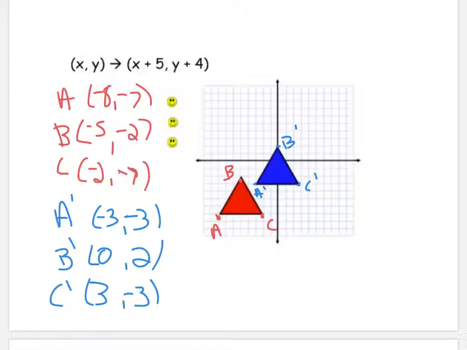So what you could have done is you could have taken each point and you could have literally, because this is x plus 5, that means it's 5 to the right, and this is y plus 4, so it means 4 up. I could have taken the point A and I could have literally counted 1, 2, 3, 4, 5 to the right, and then 1, 2, 3, 4 up, and I would have gotten the same location.